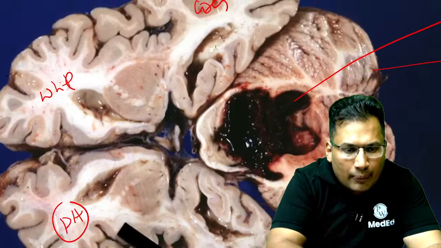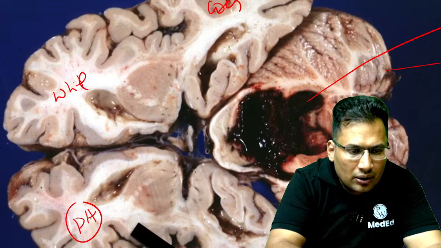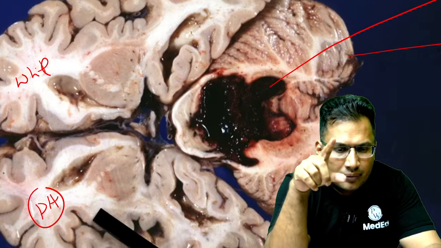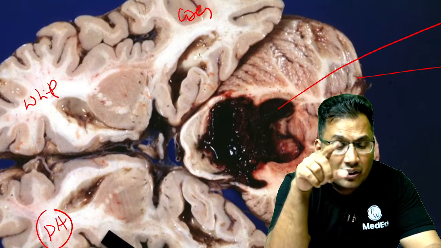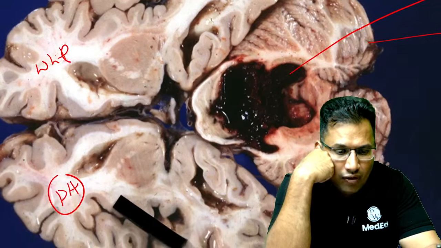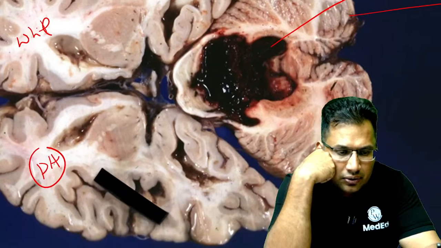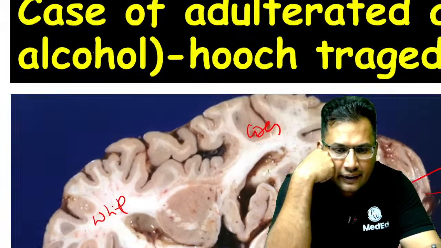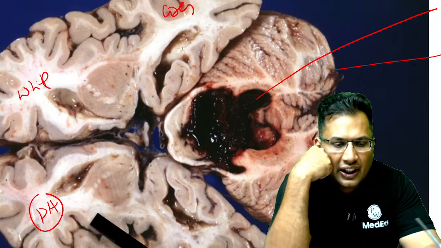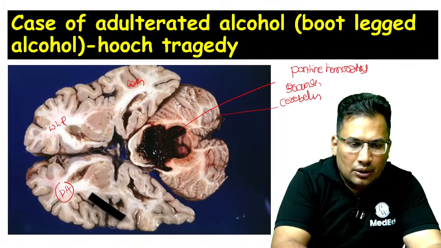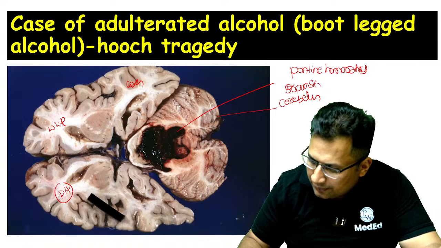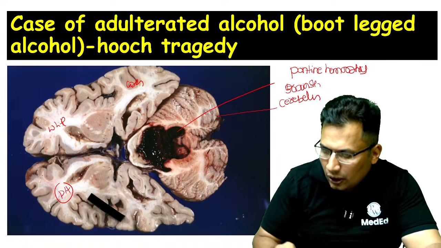Can you make out the petechial hemorrhages, guys? Petechial hemorrhages are there everywhere. And there are findings of herniation also. Corpus callosum, ventricles. Can you make out the petechial hemorrhages? This is how we are going to examine the brain in case of a huge tragedy. Yes or no? Okay.